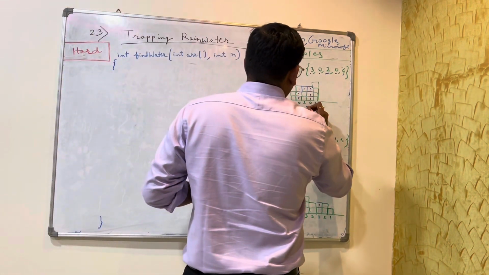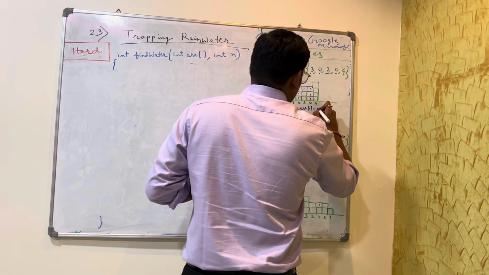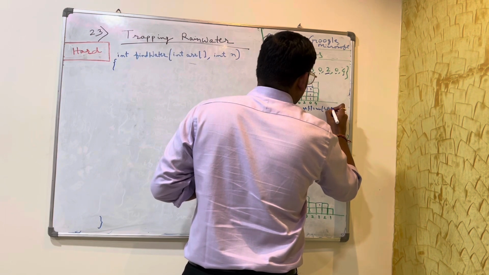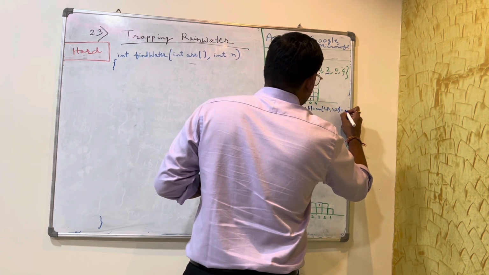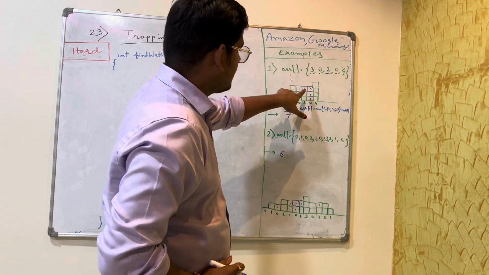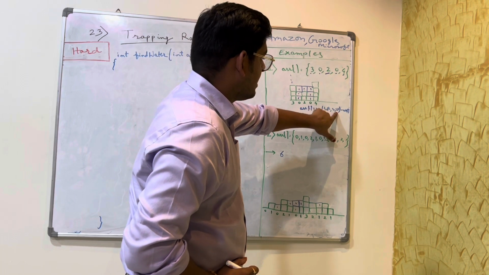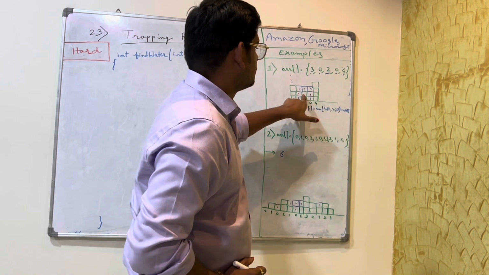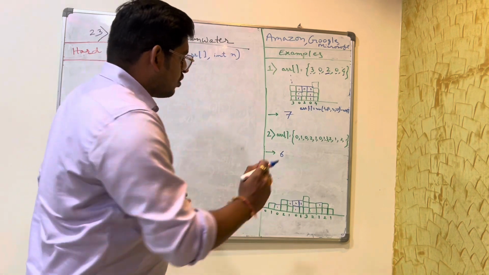So what have we done? For any index, how much water can it store? The minimum of the leftmost highest value and the rightmost highest value minus its actual value, right? That we have done. Here the minimum of the left part was 3, the right part was 4, minimum of 3 and 4 is 3 and the array's value is 2. So 3 minus 2 is 1. So here we have found 1. So the total value was 6.